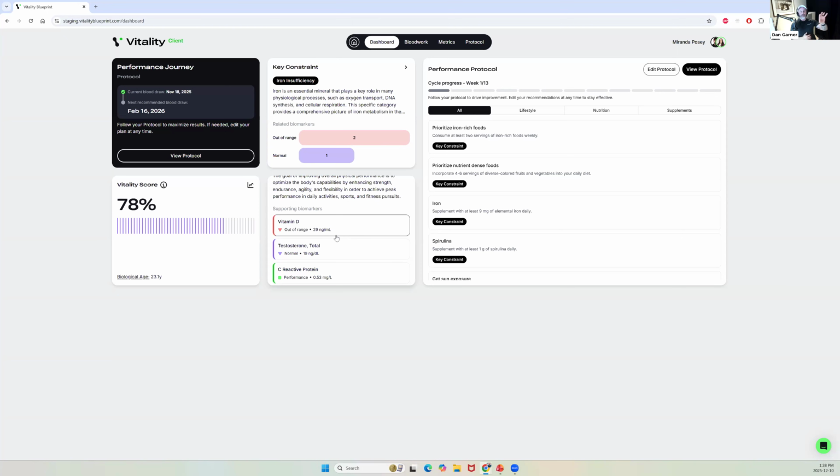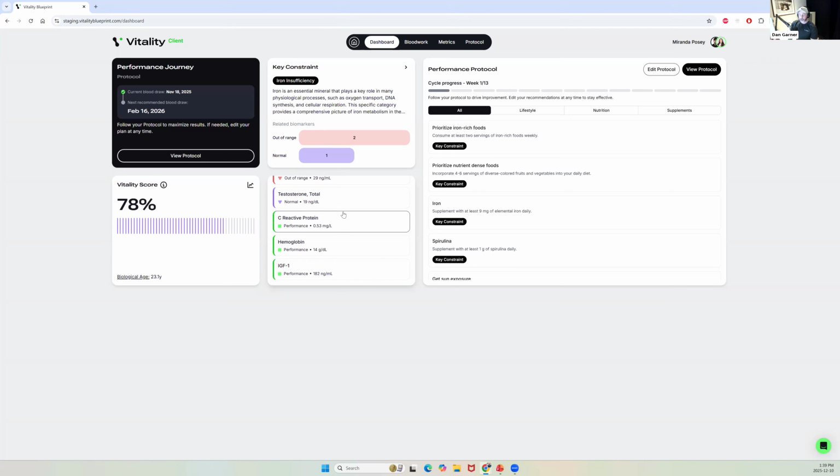You want to give someone their key constraint, and then you also don't want to forget something that's critically important to their goal. So they've got these key constraints here, and then the most critical biomarkers to follow if you have the goal of overall performance are vitamin D, total testosterone, yes, total testosterone for females, C-reactive protein, hemoglobin, and IGF-1. So covering all the bases here.